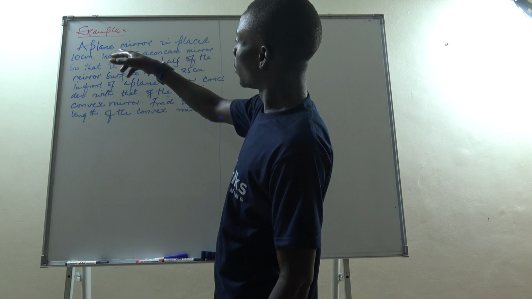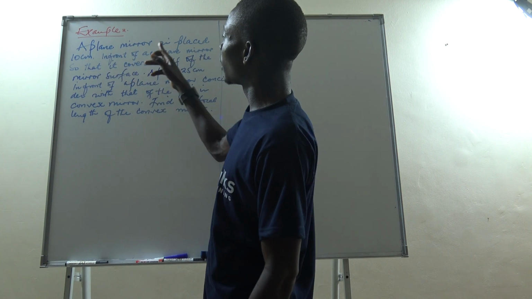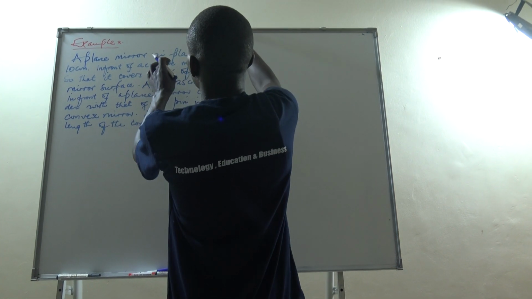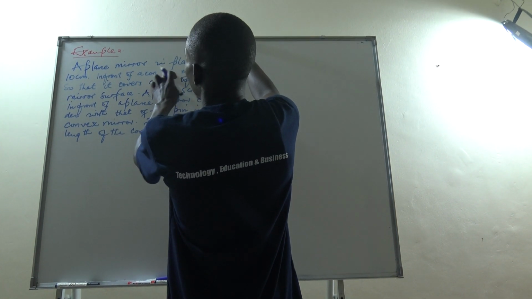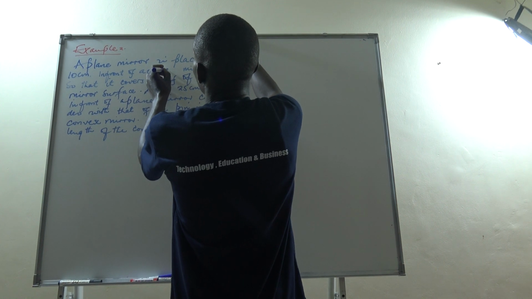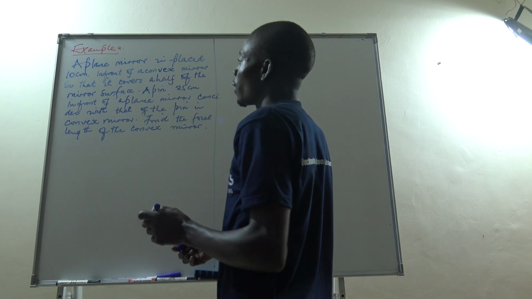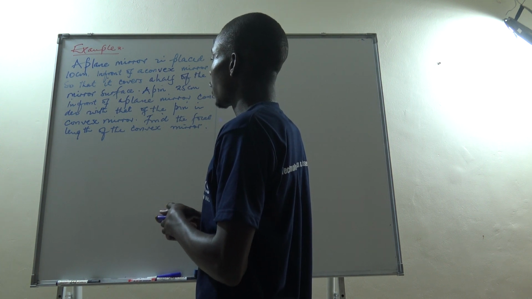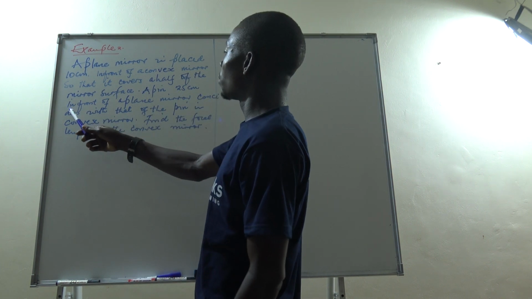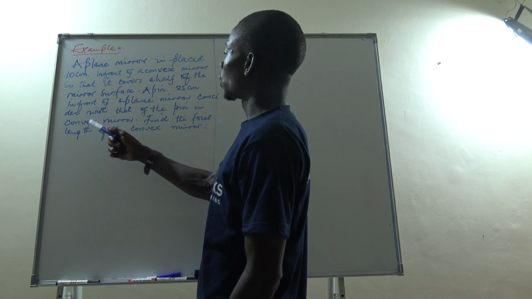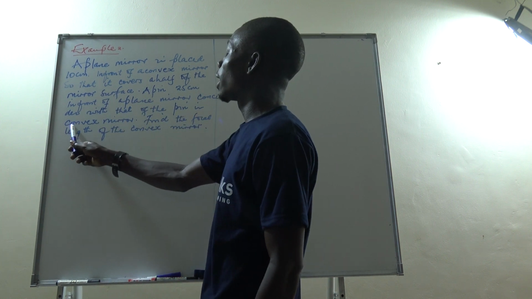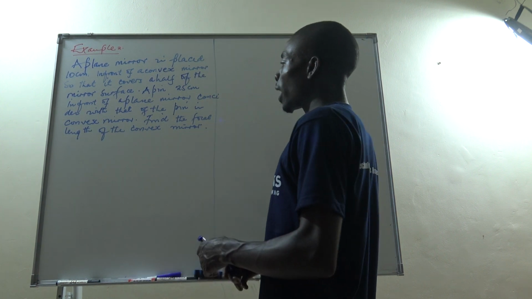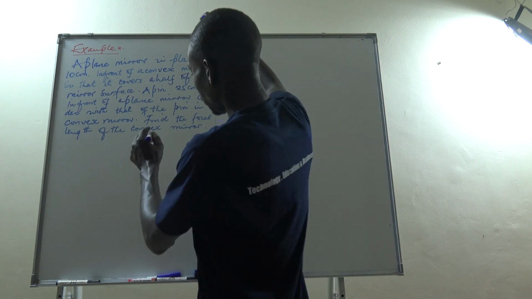Here it goes. A plane mirror is placed 10 centimeters in front of a convex mirror, because we are looking at the convex, so that it covers half of the mirror surface. A pin 25 centimeters in front of the plane mirror coincides with that of the pin in the convex mirror. Okay? So we are dealing with the convex mirror. Find the focal length of the convex mirror.